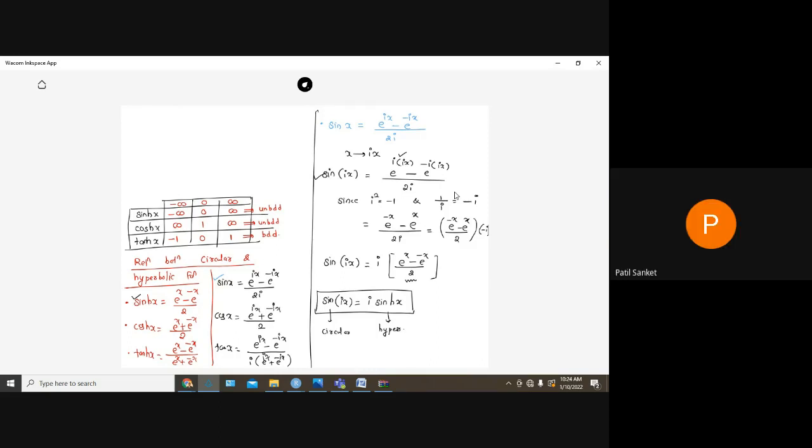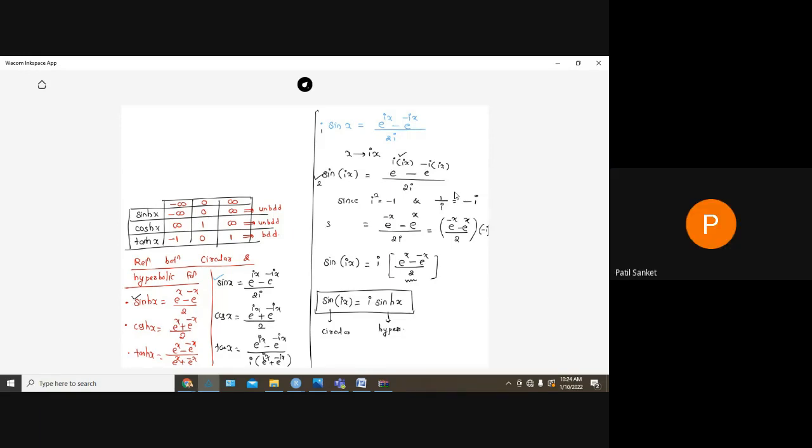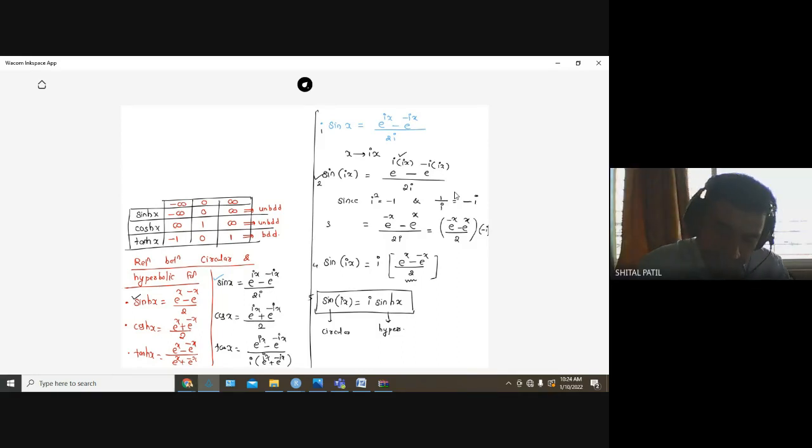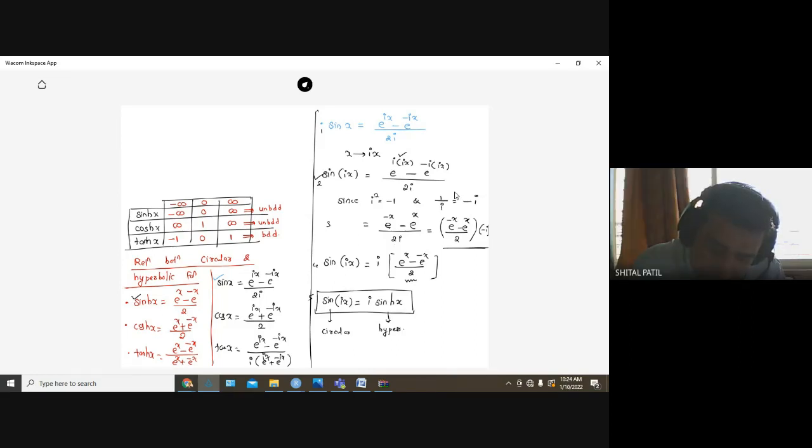See, sine of ix, and below that, i times the bracket e raised to x minus e raised to minus x upon 2. This is the first step, this is the second step. So this is clear. e raised to minus x minus e raised to x divided by 2 I have written as it is, and for 1 upon i I use the formula that 1 upon i is minus i.